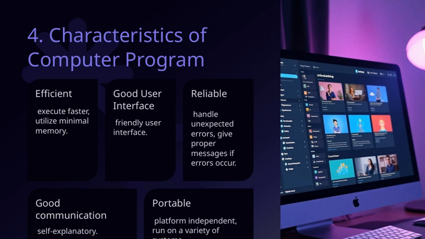Handling unexpected errors is another critical aspect. Good programs can detect errors as they happen and provide proper messages, guiding users on what went wrong and how to fix it. This reliability builds trust and prevents frustration. Reliability itself is fundamental. Users need to depend on the program to perform consistently and correctly over time. Communication also plays a role here. Clear, effective communication within the program, like informative messages, helps users stay informed and feel confident while navigating the software.